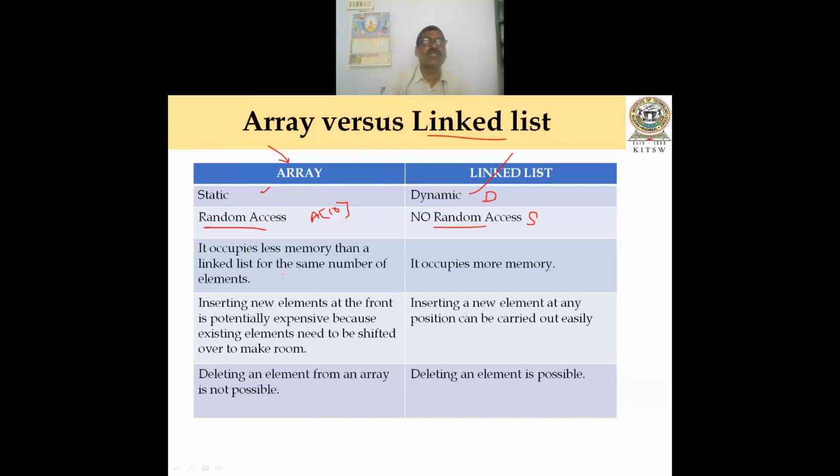Arrays occupy less memory than linked lists for the same number of elements, whereas linked lists occupy more memory because of the link field. The link field occupies extra memory in every node. Insertion at front is potentially expensive in an array because elements need to be shifted. Insertion in a linked list is carried out easily. Similarly, deleting an element in an array is also a costly operation, whereas in a linked list, deleting an element is easy, just by adjusting the link fields.